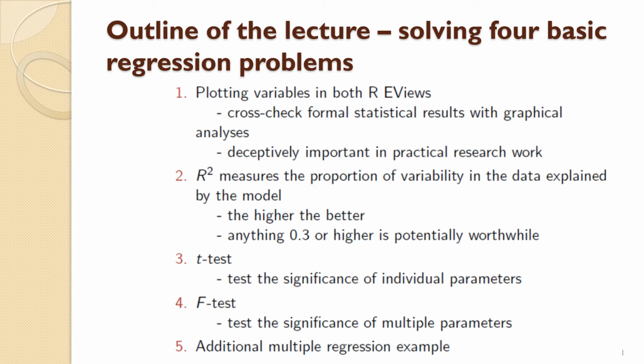There are some artificial textbook examples that you might see in various books. The point here I would say is that from a practical perspective, anything potentially 0.3 or higher can be useful. And then we'll talk about the t-test. The idea of a t-test, an extension of what we've seen before, is to test the significance of individual parameters. And the f-test, again an extension of what you've seen before, tests the joint significance of multiple parameters, so a sort of hierarchy with the t-test, with an additional multiple regression example.